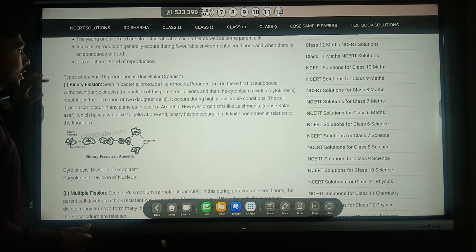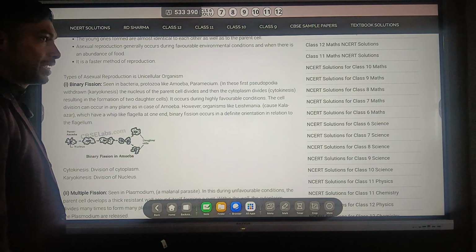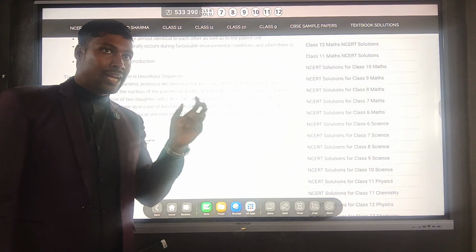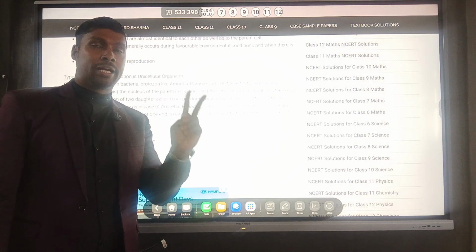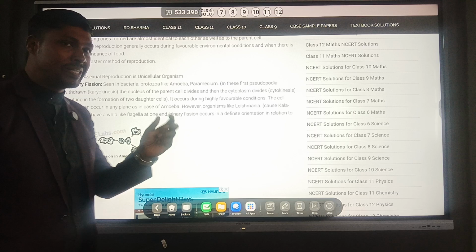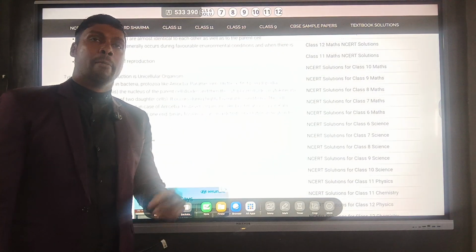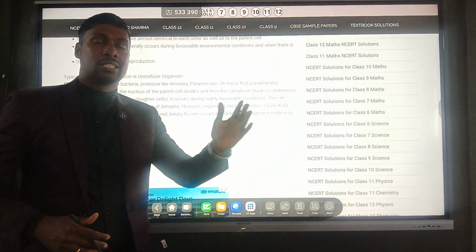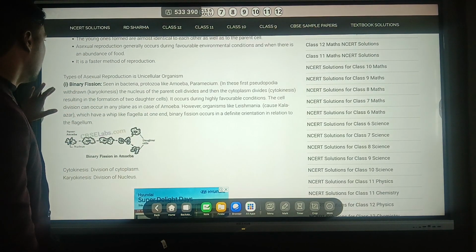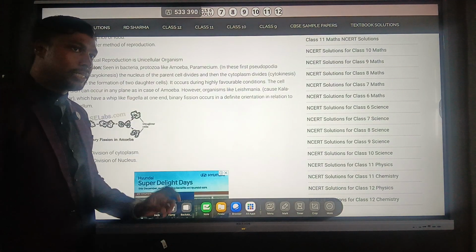Next, the types of asexual reproduction: in unicellular organisms and multicellular organisms. Organisms are divided into two patterns: unicellular and multicellular. Uni means single, so unicellular means a single cell. Multi means more than two cells, and we call these multicellular organisms. First, unicellular organisms.